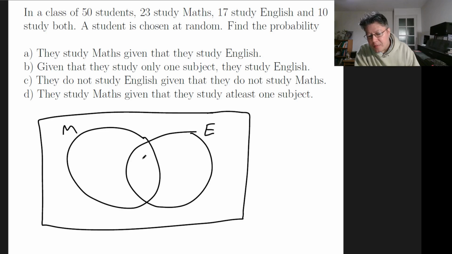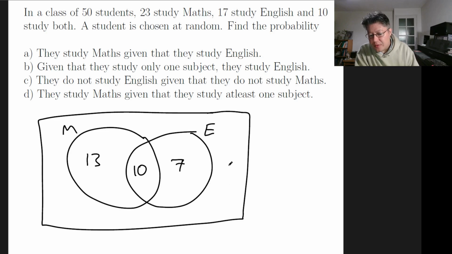And we always begin by doing the middle bit first. So we're told that 23 study maths, 17 study English, and 10 students study both. So we want to fill the middle bit as a 10. And then we're told that 23 study maths. So both of these must add up to 23. So we do 23 minus 10 is 13. And we're also told that 17 study English, so 10 plus 7 must equal 17.